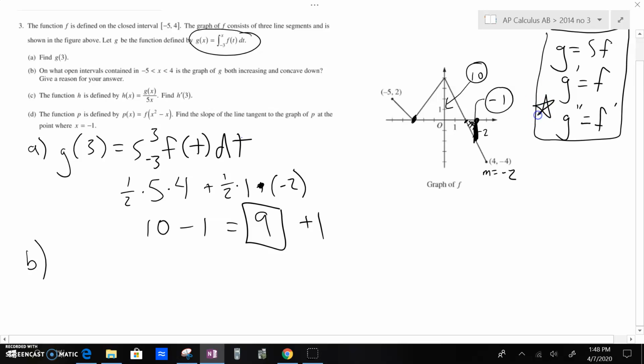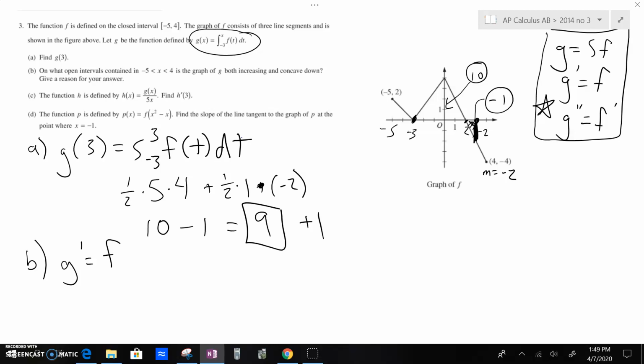Here's where I'm going to bring this back into play, so this table over here. Specifically, I'm going to star in on the fact that g prime is equal to f. So where g is increasing is where g prime is positive. So that's where f has positive values. And that happens all the way from negative 5 over to 2, with the exception of negative 3, right? That one is at 0. But that whole span from negative 5 to 2 has positive values with the exception of negative 3. So that would be where the graph is increasing because the first derivative is positive.